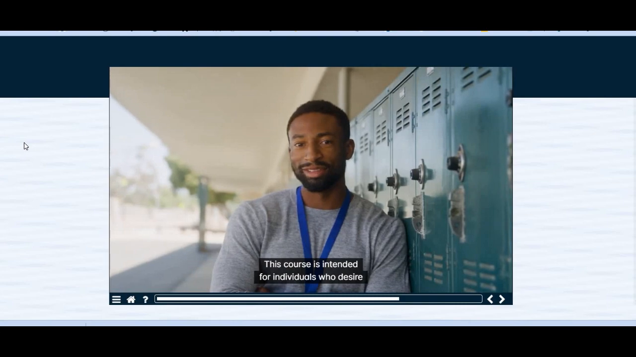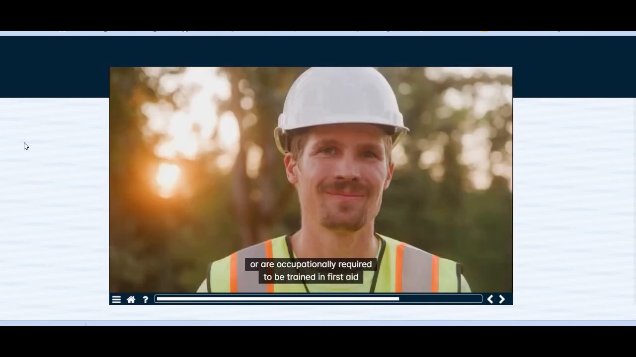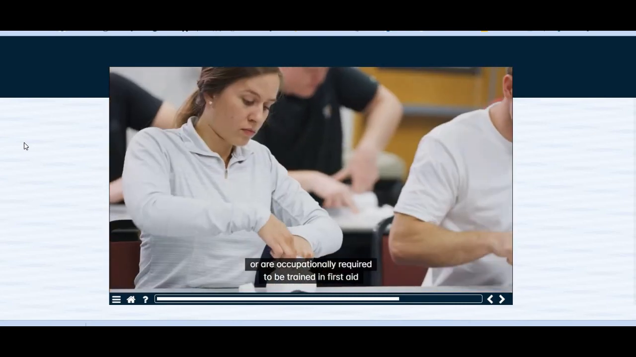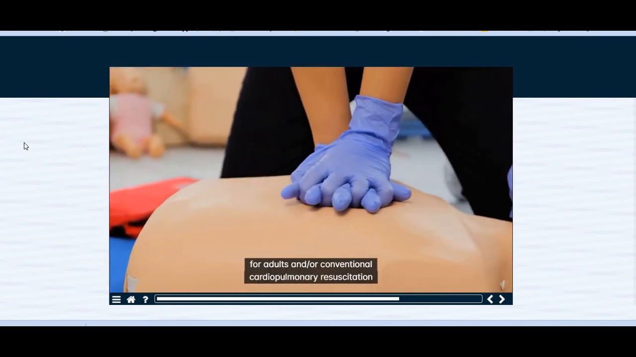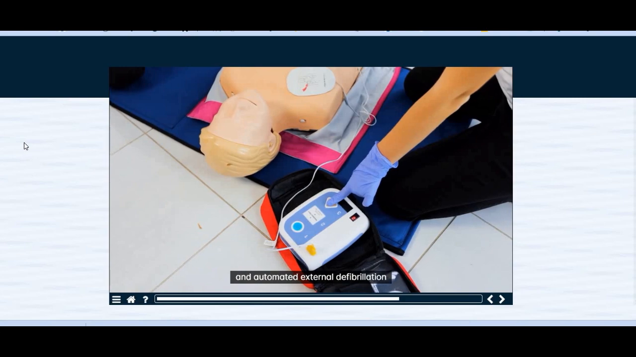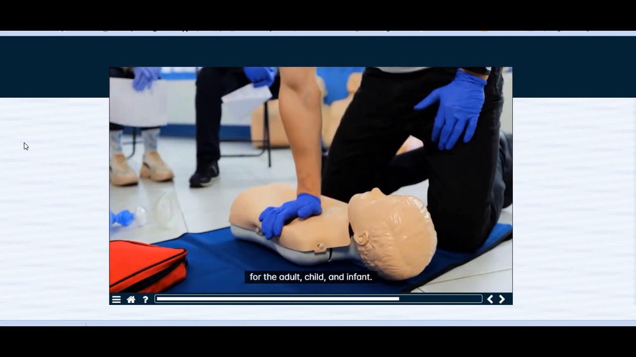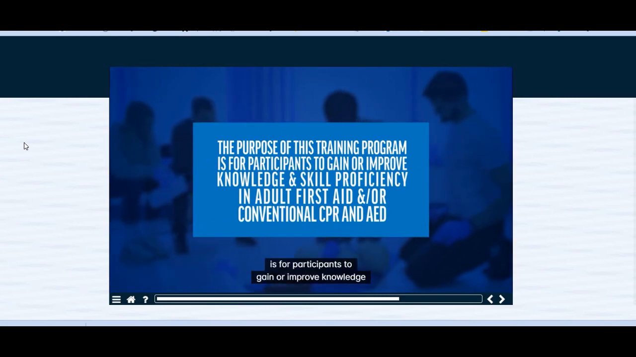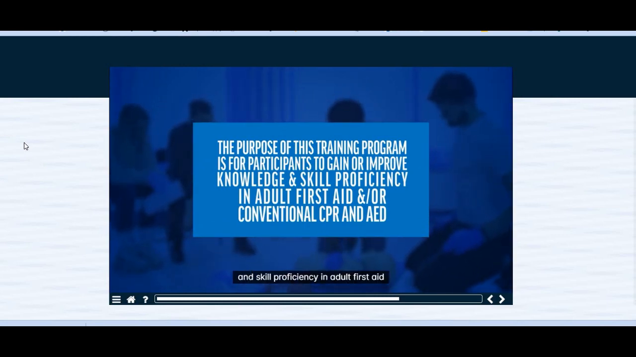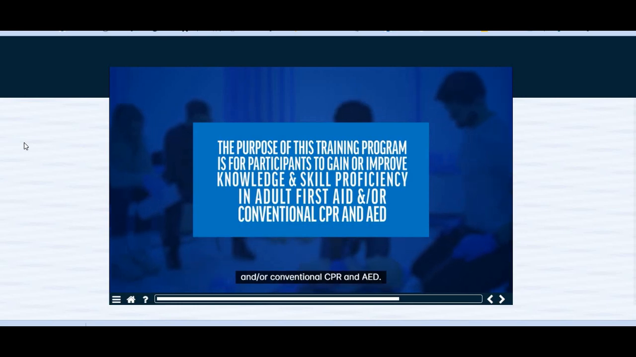This course is intended for individuals who desire or are occupationally required to be trained in first aid for adults and/or conventional cardiopulmonary resuscitation and automated external defibrillation for the adult, child, and infant. The purpose of this training program is for participants to gain or improve knowledge and skill proficiency in adult first aid and/or conventional CPR and AED.